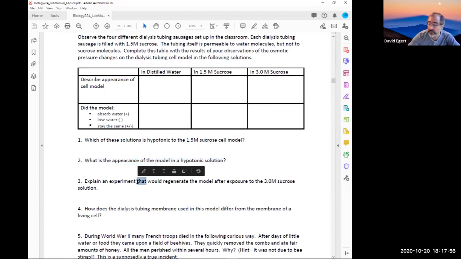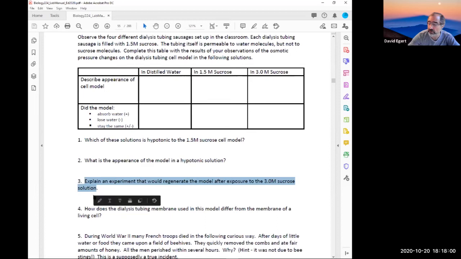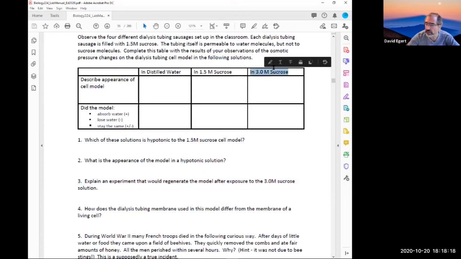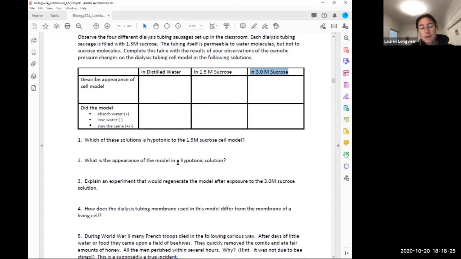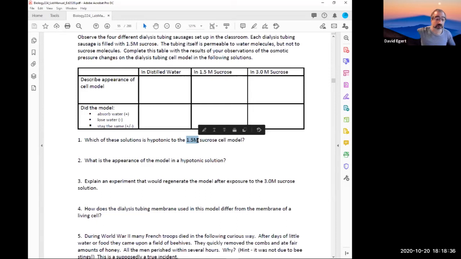Where it says, explain an experiment that would regenerate the model after exposure to the 3 molar sucrose solution. What did it look like after it had been in the 3 molar sucrose solution? Shriveled up, or flaccid. It really kind of shriveled up, lost a bunch of water. How could you regenerate that little sausage, make it look back exactly like it started? Put it back in an isotonic solution, so the 1.5 molar sucrose. Exactly. If you put it back in a 1.5 molar sucrose solution, the water is going to equilibrate until it's exactly 1.5 inside and outside again, and it's going to look just like the control again. Right. So hopefully that makes sense.